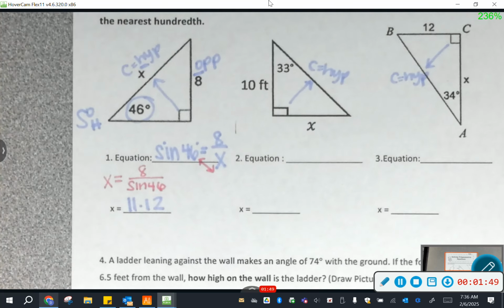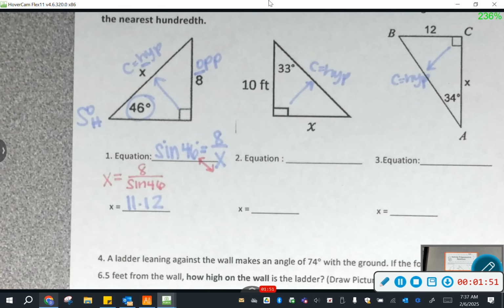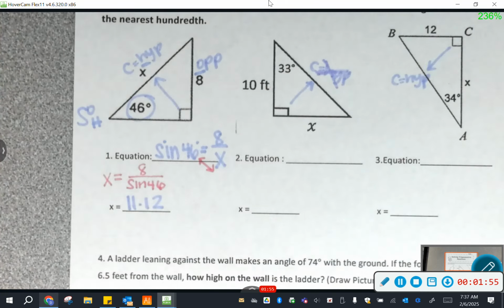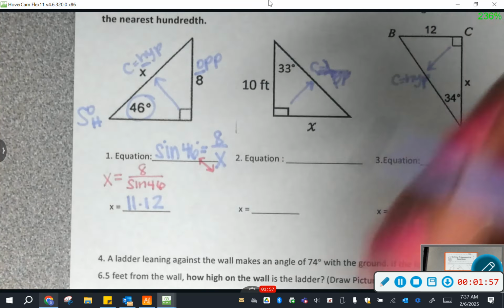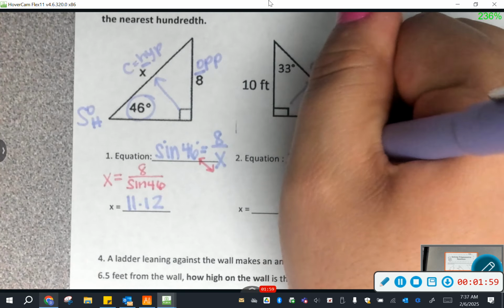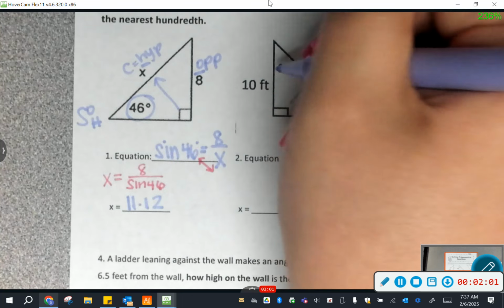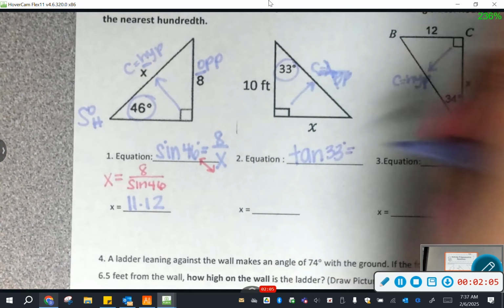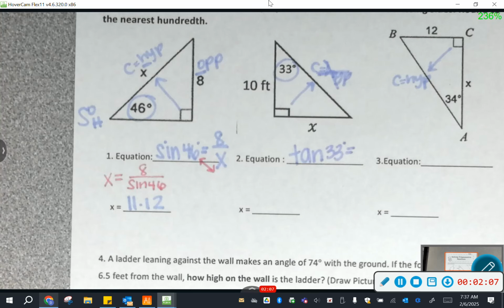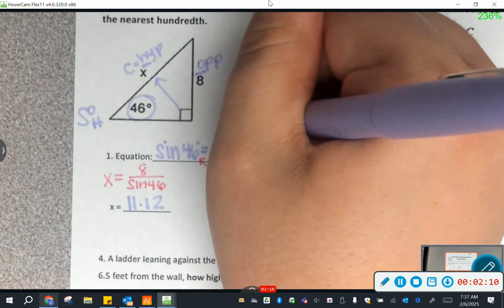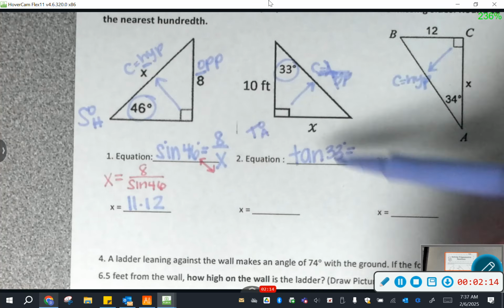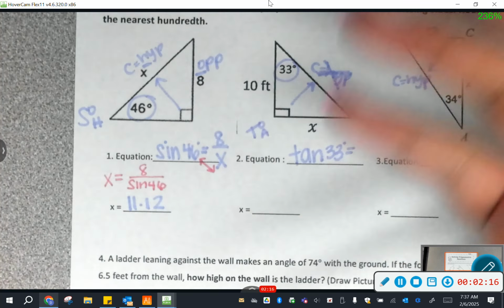What do you notice about the next one? Do I have anything on the hypotenuse? No. When I have nothing on the hypotenuse, what is it? Tangent. And what's my angle here? 33 degrees equals, tangent is TOA. Which one is opposite and which one is adjacent? How do I know?